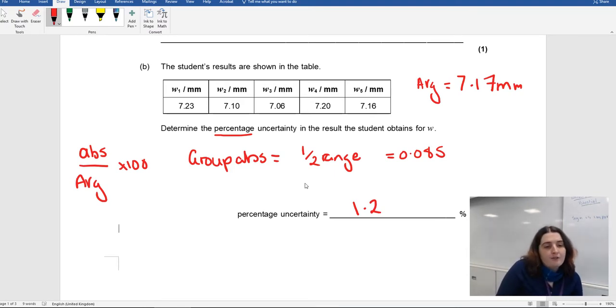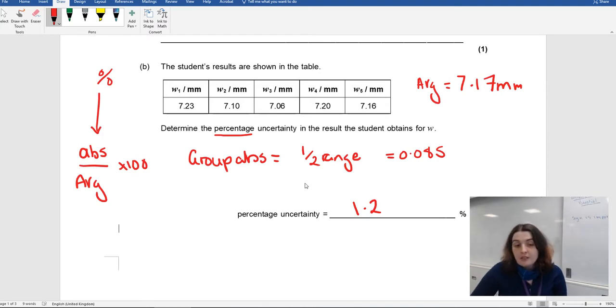So this is group data. Okay, so this is how you find the percentage uncertainty of anything. It is your absolute value divided by your average times by 100. And your absolute depends on what type of data you've got. You've got group data, so your absolute is half the range. I took the range, which was between this and this one, and then I divided it by 2. That's my absolute uncertainty, so this is a plus or minus. And then I divide it by my average and times it by 100.